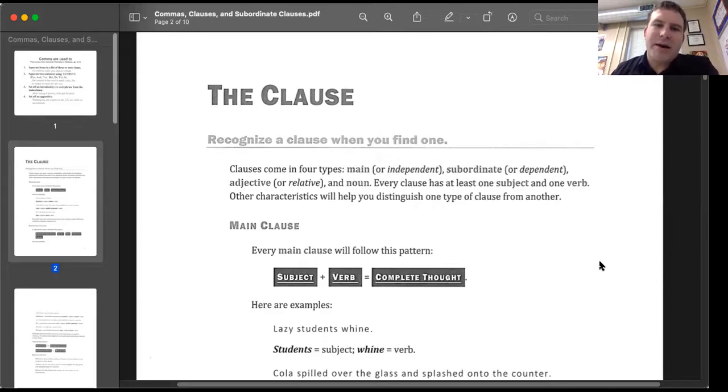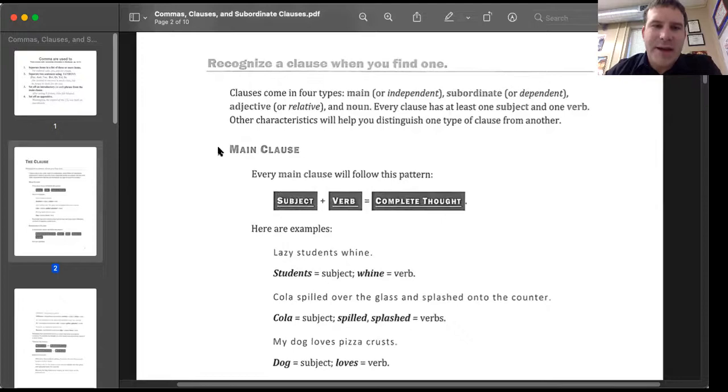One characteristic will help you to distinguish one type of clause from another. So the main clause, every main clause will follow this. You have a subject and you have a verb, and that's a complete thought. So you have a subject, the noun that's the topic, what the entire sentence is about, and then you have a verb that tells us what that noun is doing. That's a complete thought. So here are some examples.